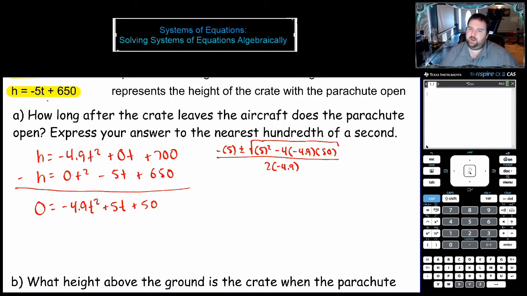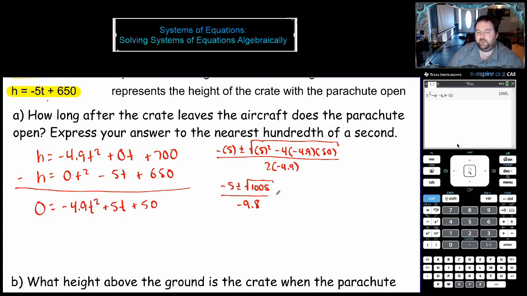Now I'm going to go ahead and type this part into my calculator. So I want to know what is 5 squared minus 4 times negative 4.9 times 50. And it's 1,005. I just wanted to do that first. So we have negative 5 plus or minus the square root of 1,005 over 2 times negative 4.9, which is negative 9.8.